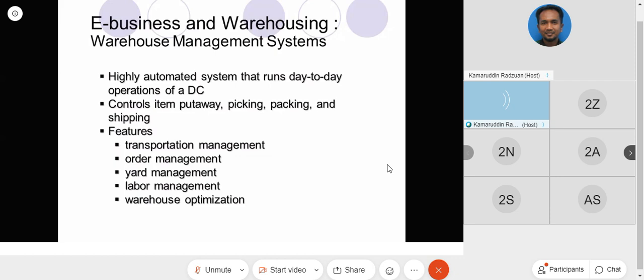And also we have warehouse optimization, where we do the analysis to increase the performance, whether in reducing the cost involved in managing the warehouse, and also to optimize the productivity and utilization of the warehouse.